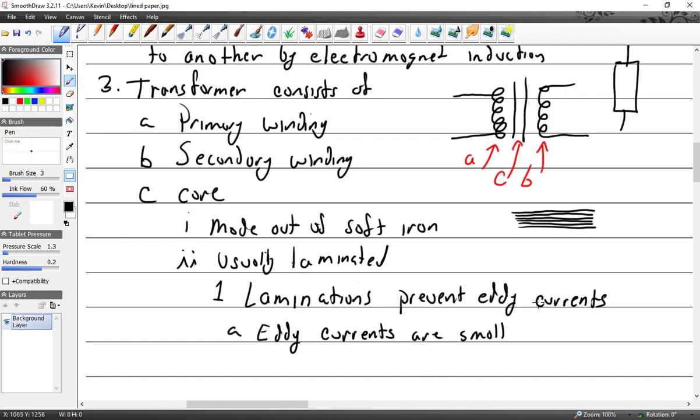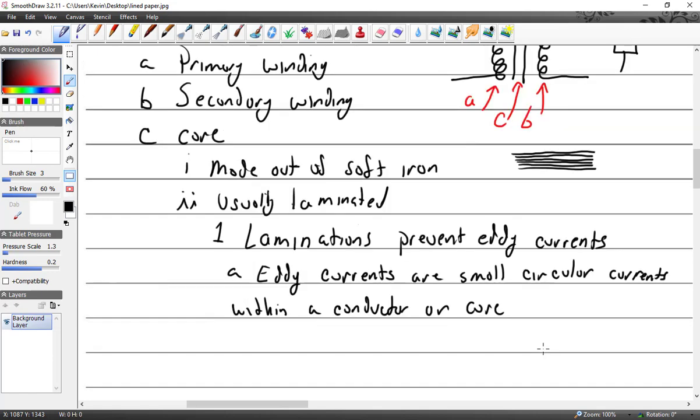Eddy currents are small circular currents within a conductor or core. And when we get into non-destructive testing, we're also going to talk about eddy current inspections, where you actually use eddy currents to inspect metal.